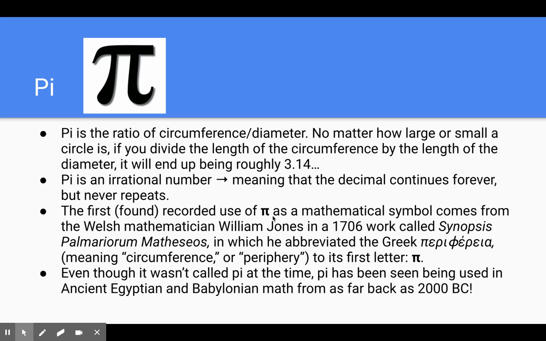but I guarantee you that it has been used for a lot longer than that. It's just the first place that we found it.